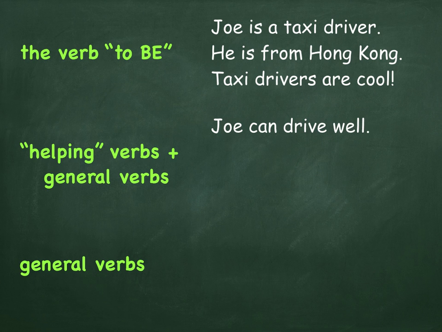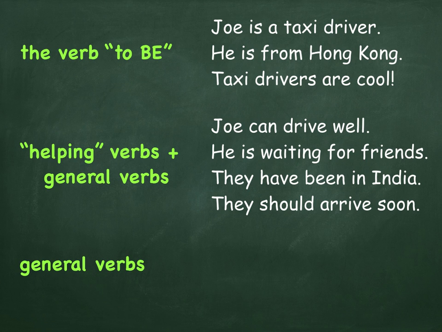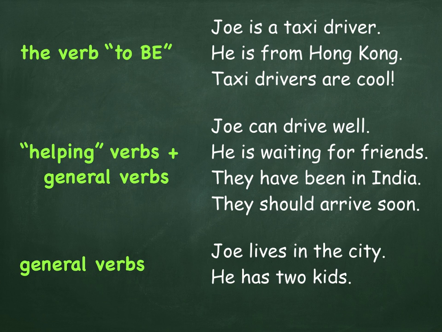Helping verbs, can, is, have, and should in these cases. These help to change the meaning of the main verbs. And general verbs, here we have lives, has, and love. There's no be verb, and there is no helping verb. Noticing these three types is important when you want to make negative sentences and questions.